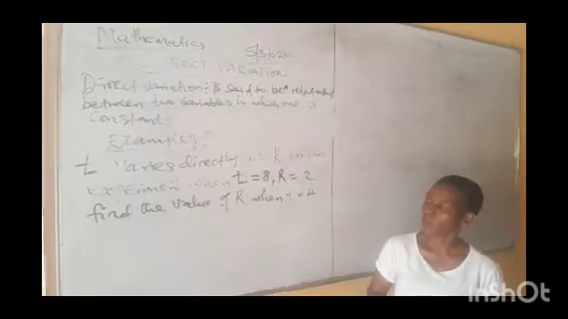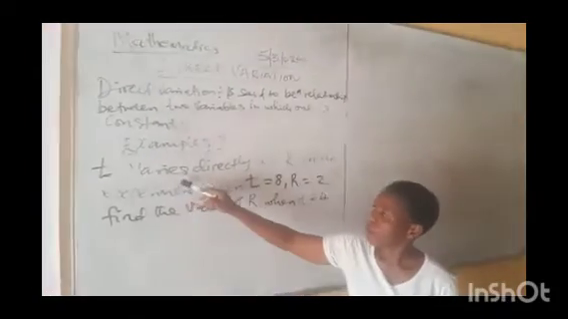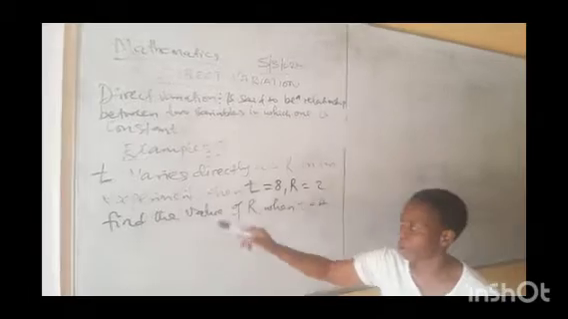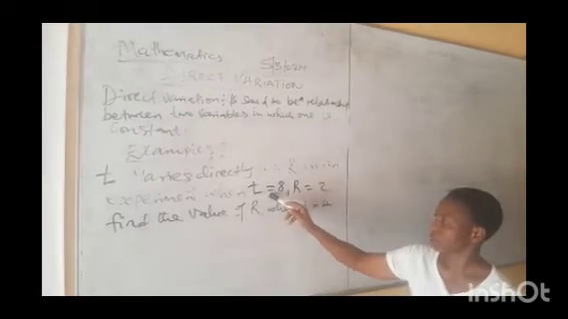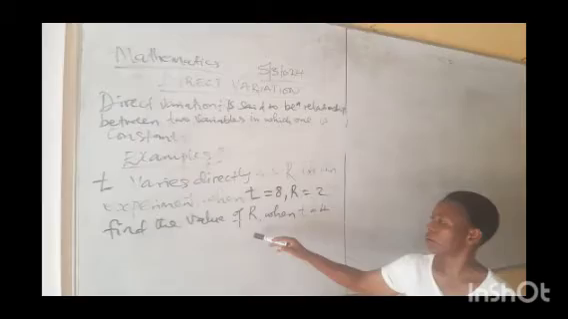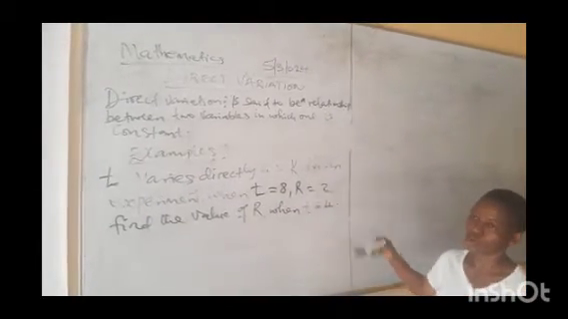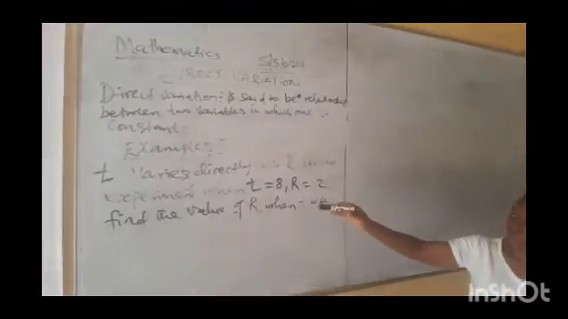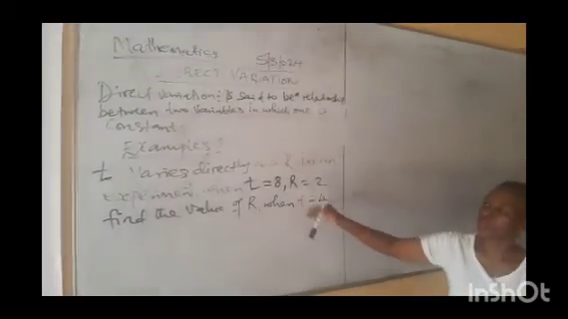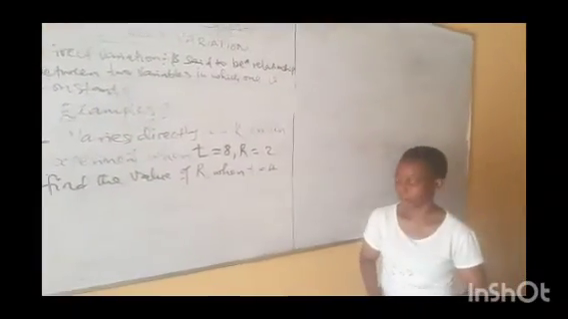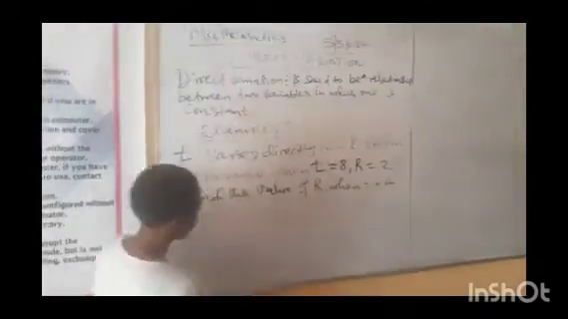Example 1. We said T varies directly as R in an experiment. When T is equal to 8, R is 2. Now they said find the value of R when T is equal to 4. Okay, in solving, we'll be taking it bit by bit. The first thing we ought to do is to state the formula. Okay, we ought to state the formula.